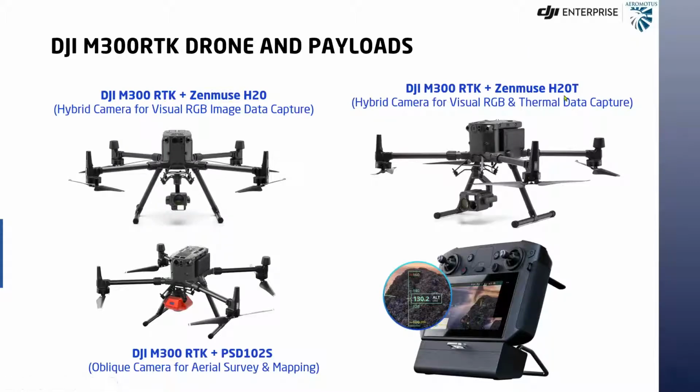So that was an introduction video for M300 generally. The package for drones, which we're trying to showcase on the webinar for surveying mapping, will be primarily the DJI M300 with PSD 102S. It's an oblique camera for photographic aerial photogrammetry, which can give you data good for aerial surveying mapping. So we also have other 2 payloads from DJI, that's Zenmuse H20, which is a visual RGB camera, a hybrid camera, and H20T, which is a hybrid camera for visual RGB and thermal data capture.